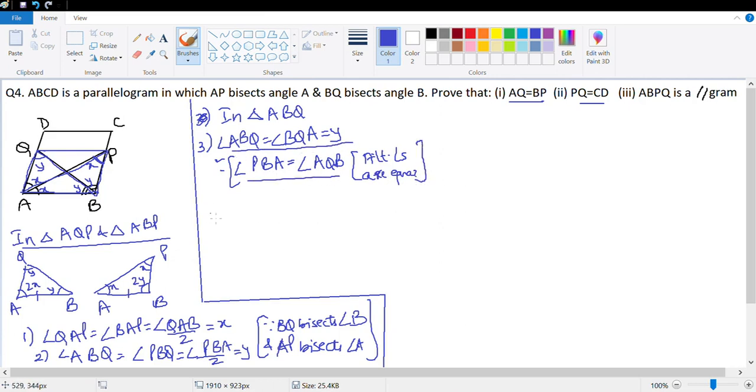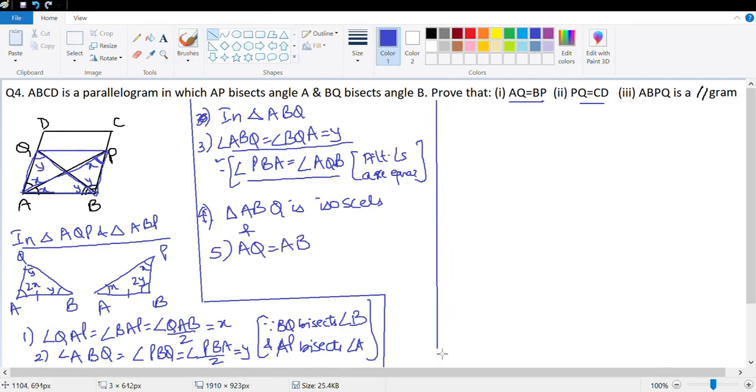Let's look at the other triangle, but before that let's write that down. Therefore triangle ABQ is isosceles, and that's my number 4, which gives me AQ is equal to AB. Done. Let's see if we can get a similar thing from the other triangle.